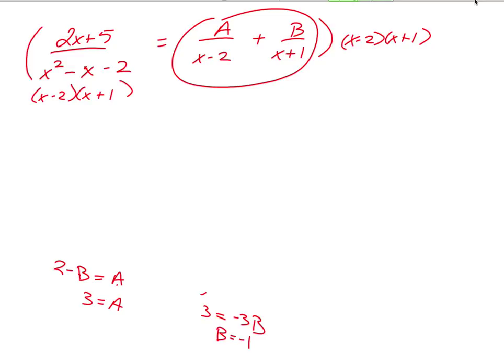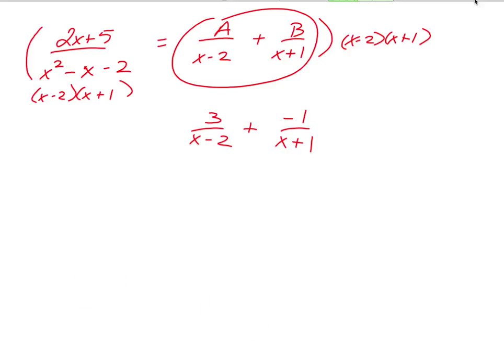So I plug 3 in, and I plug negative 1 in. So what I have done is taken this original fraction here and decomposed it into 2 separate fractions. This original fraction I cannot integrate. These 2 separate fractions I can integrate separately. That's the purpose of it.